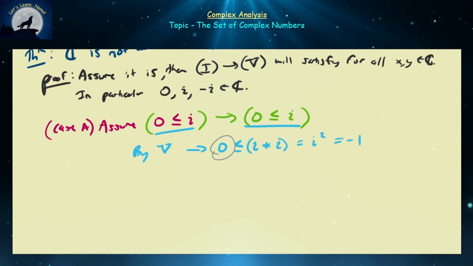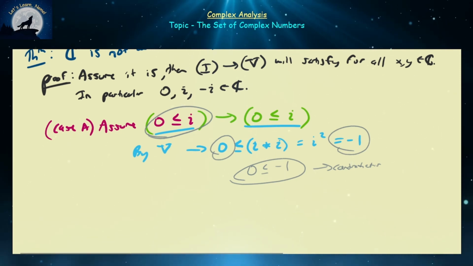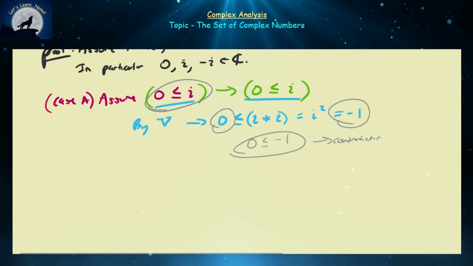But keep in mind, 0 and minus 1 are real numbers, and in the set of real numbers we have that 0 is less than or equal to minus 1 would give us a contradiction, right? So because real numbers are orderable and minus 1 and 0 are real numbers. So since we get a contradiction, we see that 0 is less than or equal to i is a false premise, right? So 0 cannot be less than or equal to i, right?